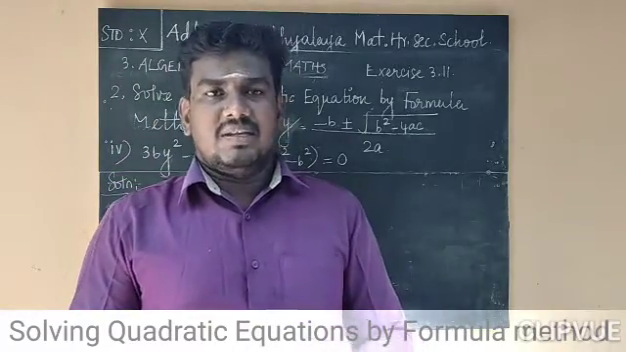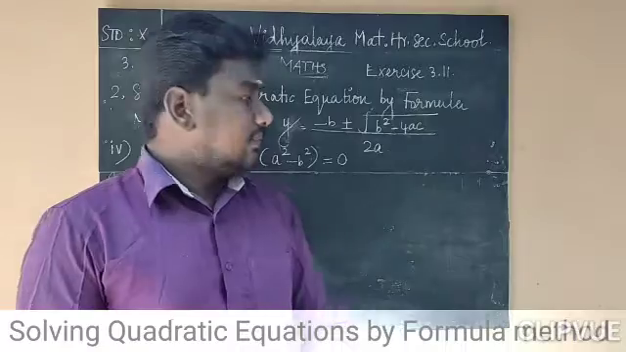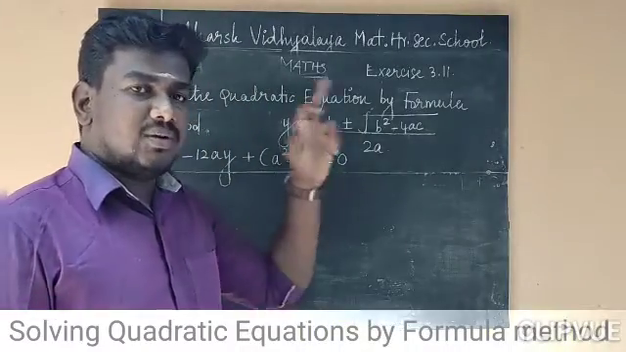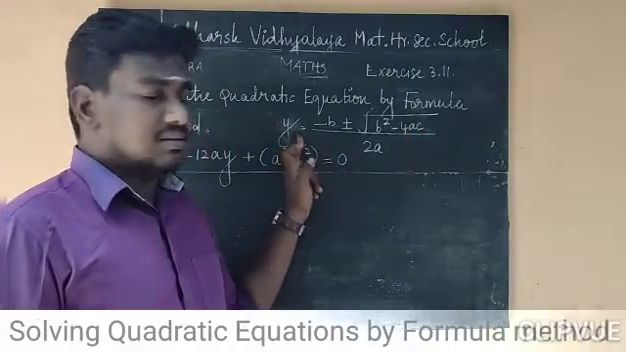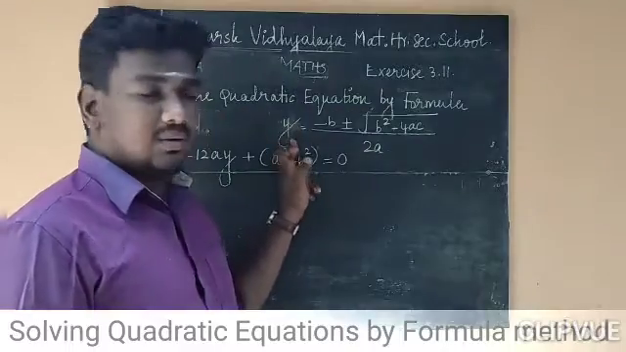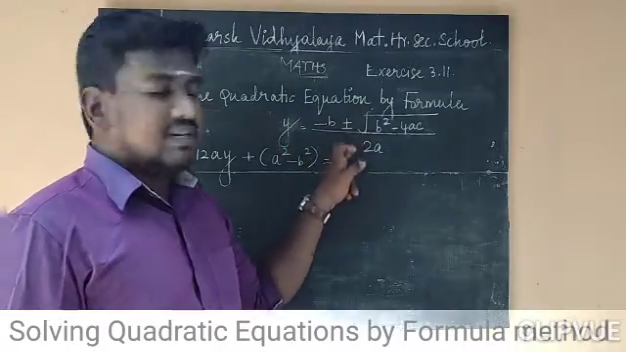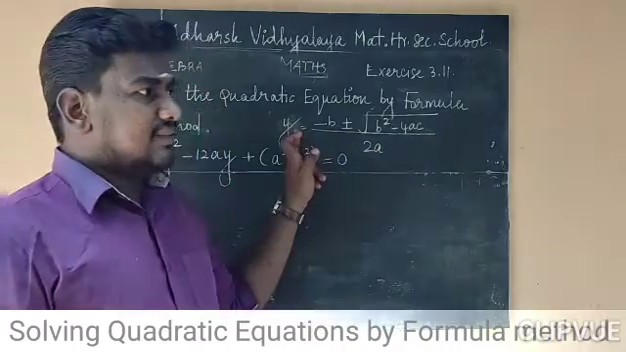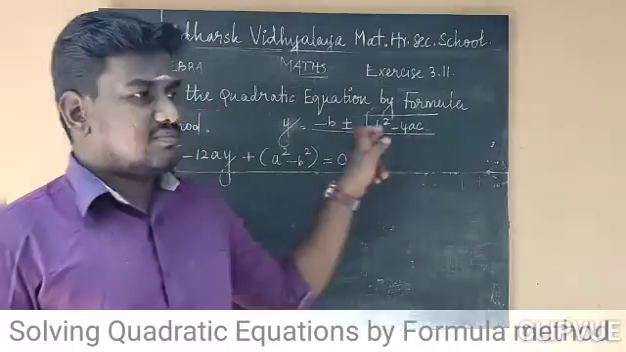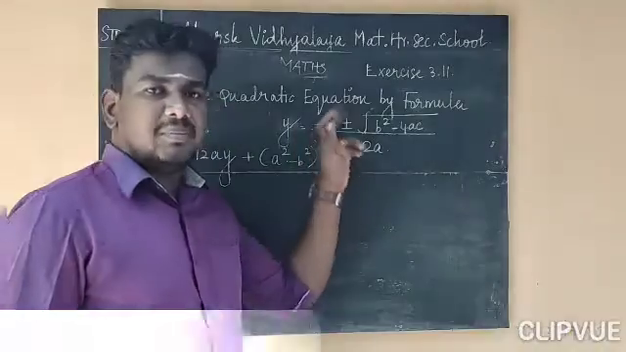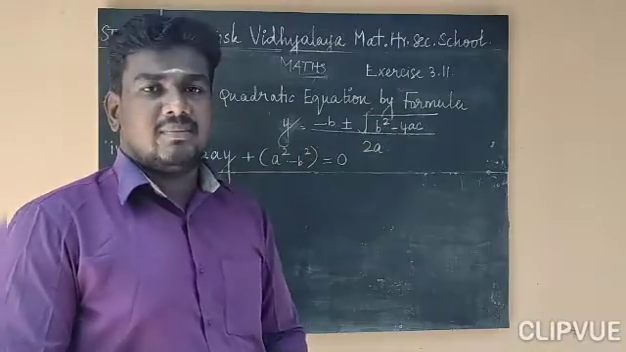Okay, let us recall the formula once again. So this is the formula, this is the variable. According to the question, we can change this. If the question contains the variable y, you can take y is equal to minus b plus or minus root of b square minus 4ac by 2a. If it is x, then x is equal to minus b plus or minus root of b square minus 4ac by 2a.